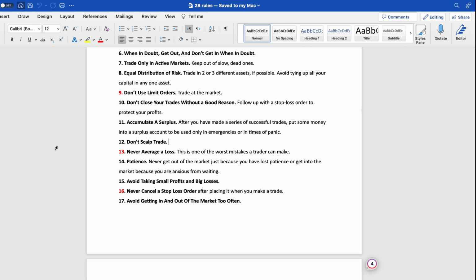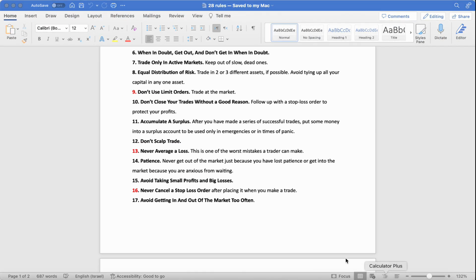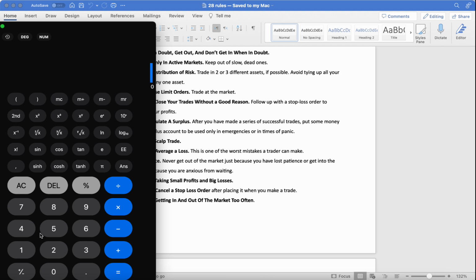Rule number 13, never average a loss. What does Gann mean by averaging a loss? For example, if you bought 5 coins at $200, okay? Then your average buying price is 200. And let's say that this coin dropped to $100 and you buy 5 more, okay?